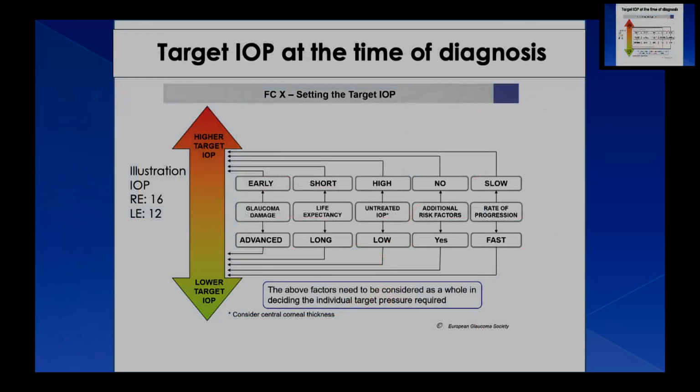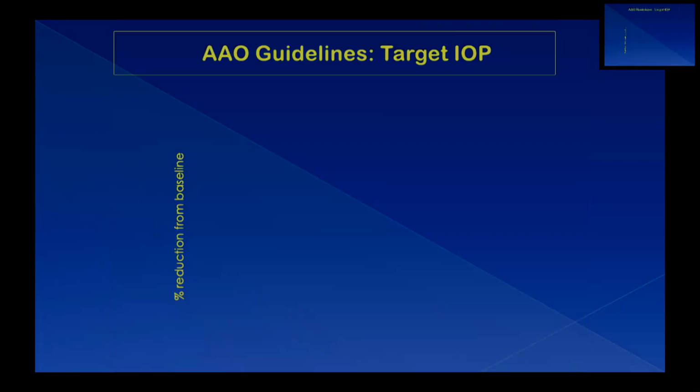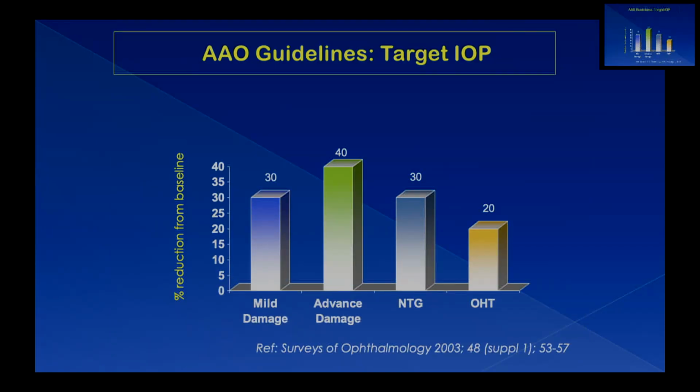And accordingly, when you're setting your target intraocular pressure, if suppose it's advanced glaucoma with long life expectancy, and there are associated risk factors and damage occurring at low IOP, definitely you'll be setting a much lower target intraocular pressure. When we were postgraduates, this is the chart we used to use. Even now, this is very relevant.